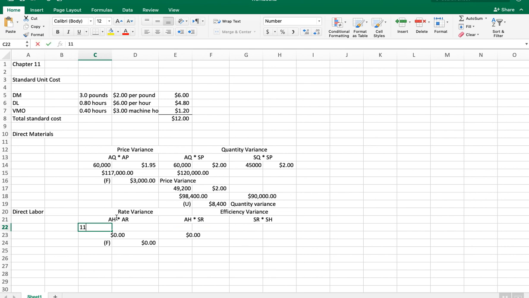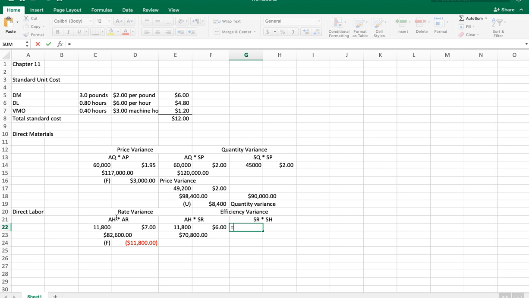So we look at our actual hours. It was given to us: 11,800. Our actual rate was $7 per hour. Again, actual hours was 11,800. Our standard rate, we expected to pay $6 per hour. And our standard rate based on our number of units. And so this is where we look at what we thought we were going to do.